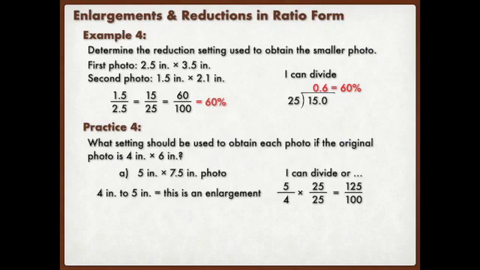Or I can just divide 4 into 5 to get 125%. So if I divide 4 into 5, I would get 1.25. I move the decimal 2 places over to the right. Okay, let's see if you can do this last one on your own.